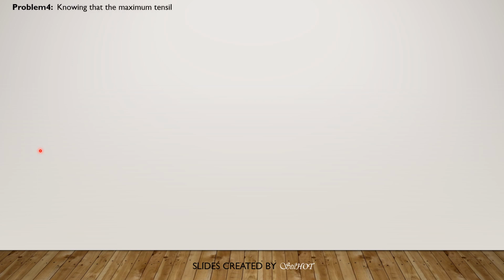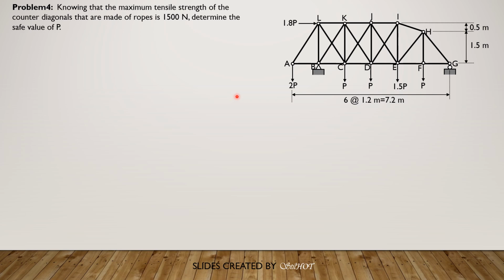So for problem 4, knowing that the maximum tensile strength of the counter diagonals that are made of ropes is 1,500 newtons, determine the safe value of P. So we have here the truss, and we have here the counter diagonals which are made of ropes. So let's solve for RB so that we can find the shear in its panel, and let's identify the panel which is critical here. The critical panel is the one with the greatest shear.